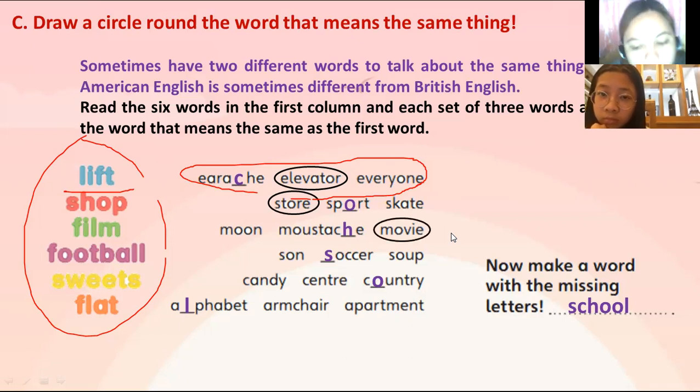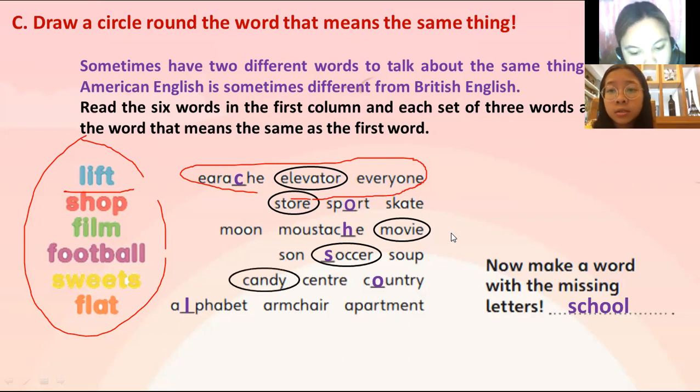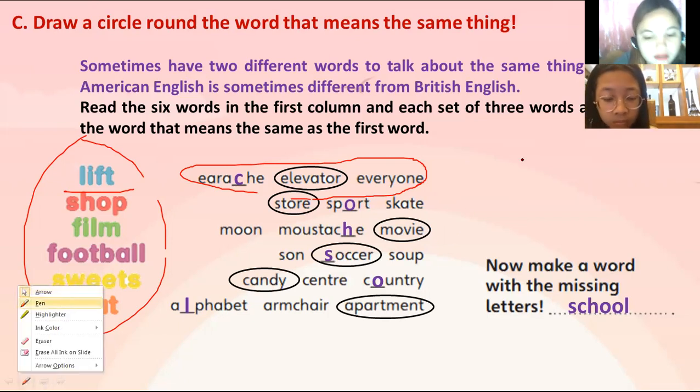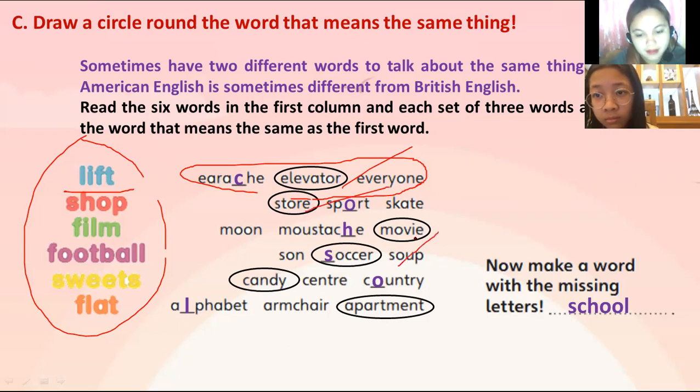Film? Movie, okay, next. Football? Soccer, okay, next. Street? A sweet? Candy. Candy, and last one is flat. Apartment. Okay, very good. Apartment. Okay, good job, Laura. So these are some words that have the same meaning.